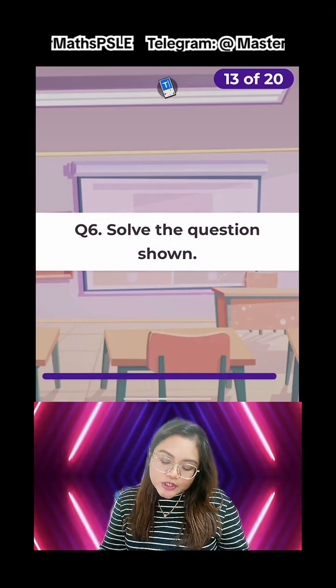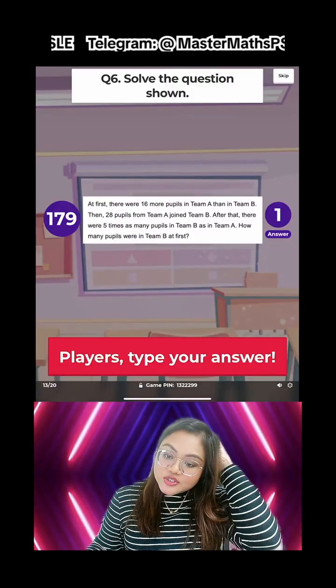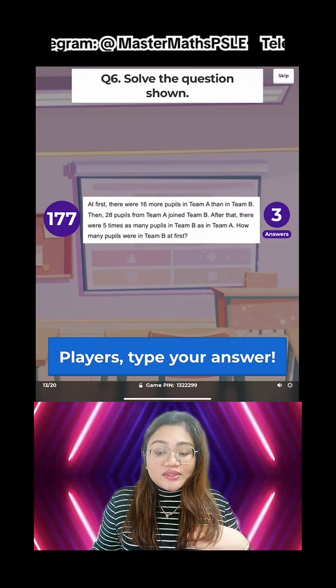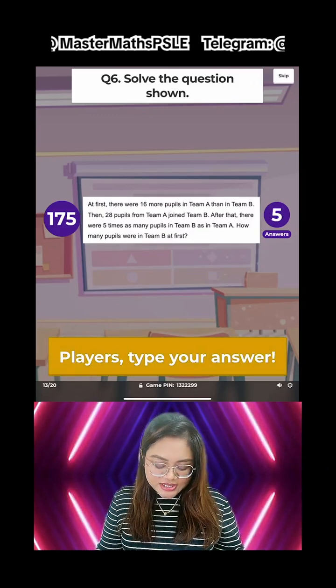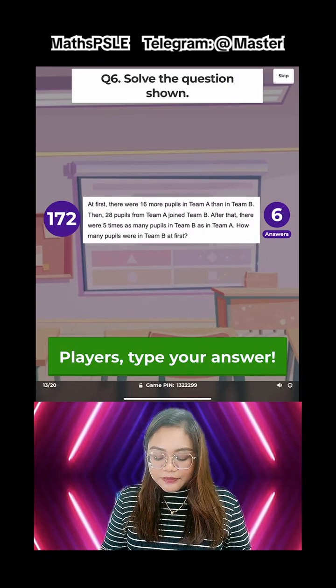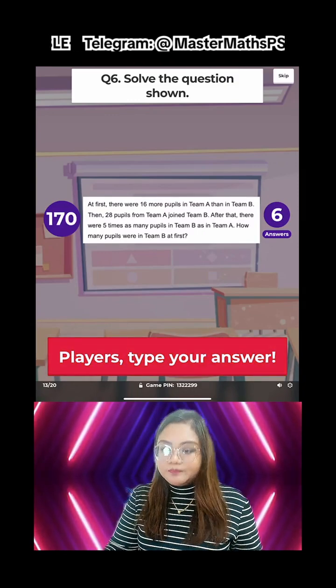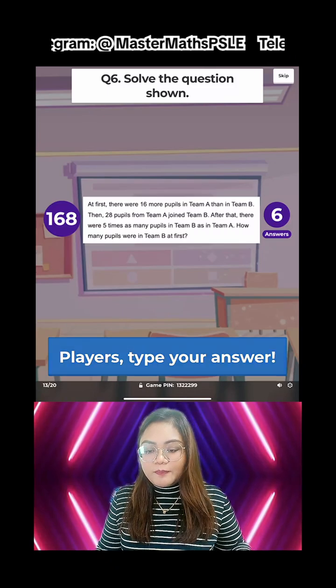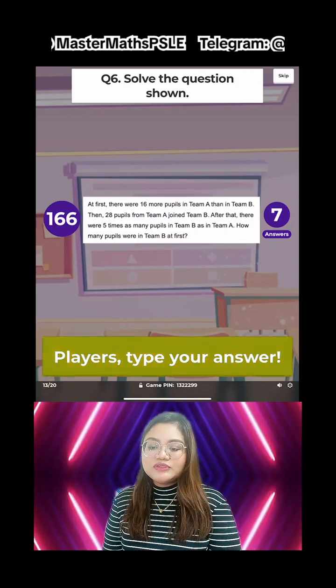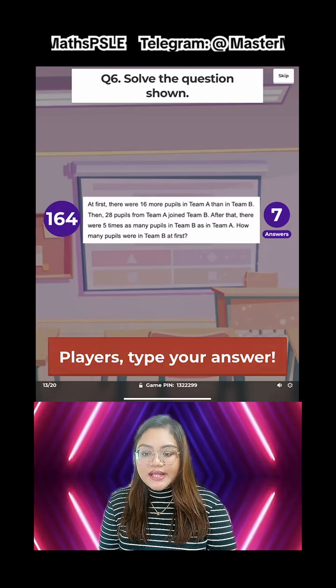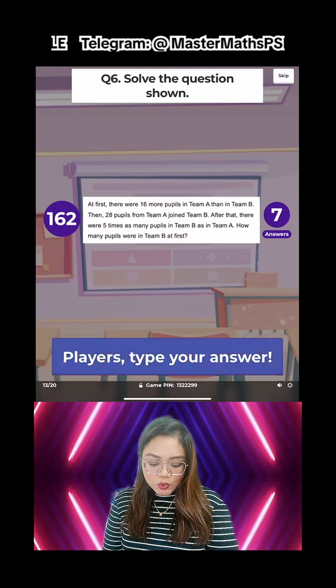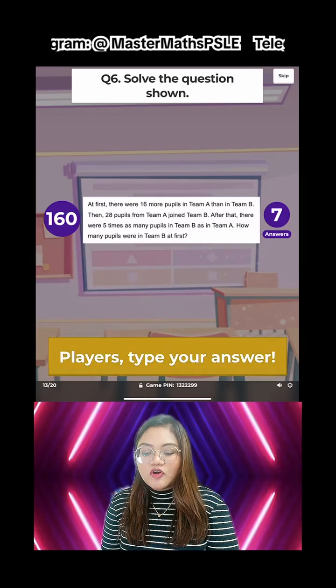Okay, question number 6. This one is a 2024 PSLE paper. This appeared in the 2024 PSLE paper. Okay, this is a 2024 PSLE question.